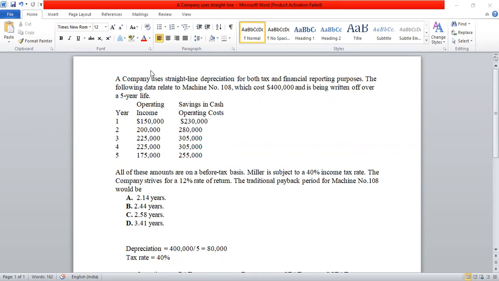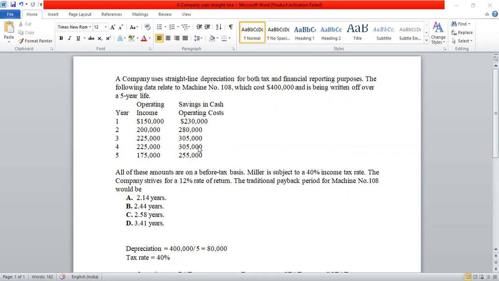There is a question here. A company uses straight line depreciation for both tax and financial reporting purposes. The following data relate to machine number 108, which costs 400,000 and is being written off over a 5-year life. Then we have three columns. The first one is for years 1 to 5. What is the amount of operating income?